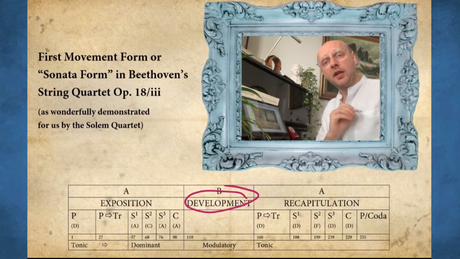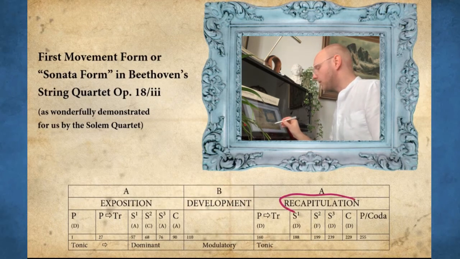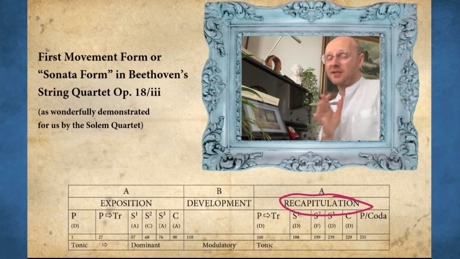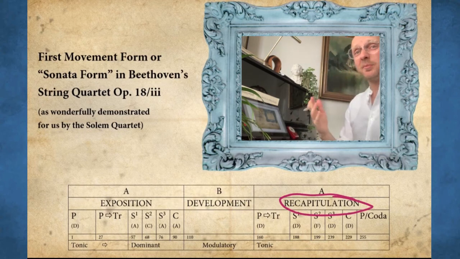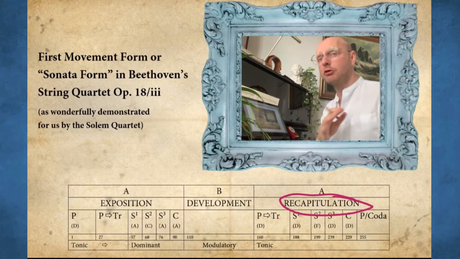We then have the recapitulation section, which is very, very like the exposition section. In fact, in some sonatas, it can be identical to the A section, though that's rare, except for one crucial adjustment, which I'll talk about in a moment.